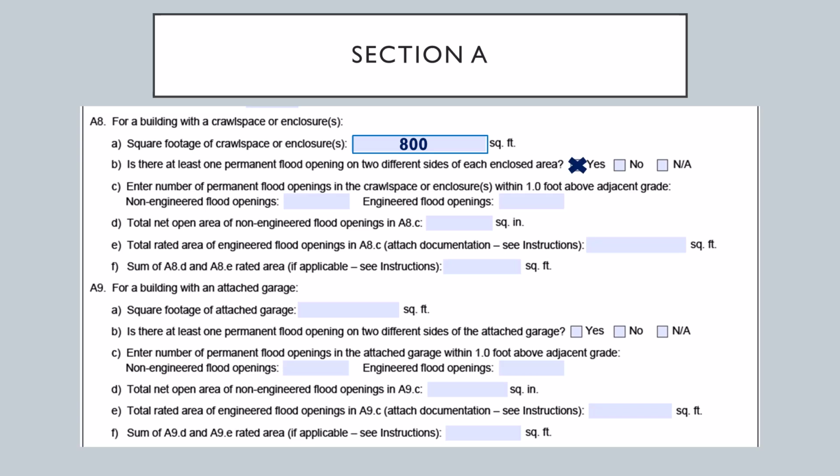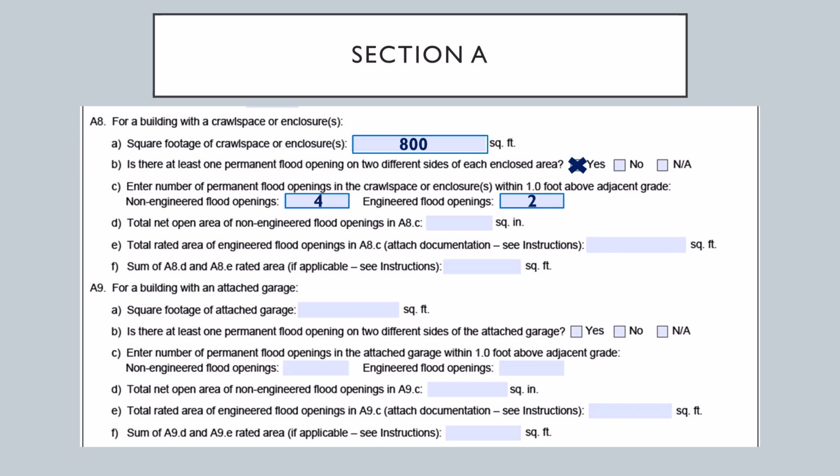A8C then asks for the number of openings that are within 1 foot above the adjacent grade, either outside the enclosure or inside the enclosure. Notice it requires the certifier to indicate how many of the openings are non-engineered and how many are engineered openings. If openings exist for the buildings and they are within 1 foot of the adjacent grade, these fields need to be filled out. Again, in our case, we have 6 openings and 4 of them are non-engineered, while 2 of them are engineered, so we'll mark the fields accordingly.